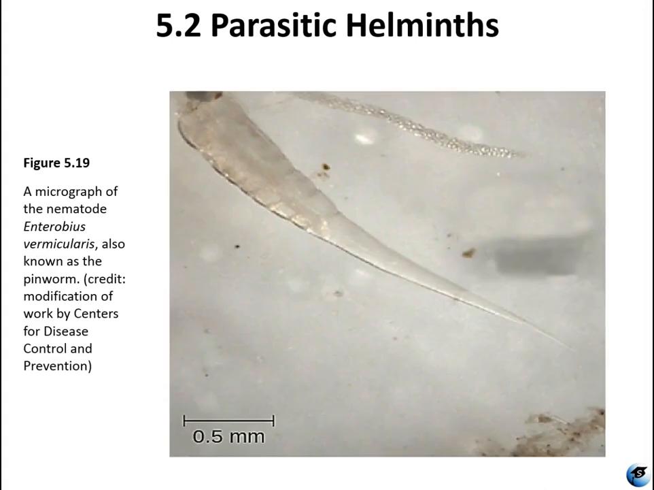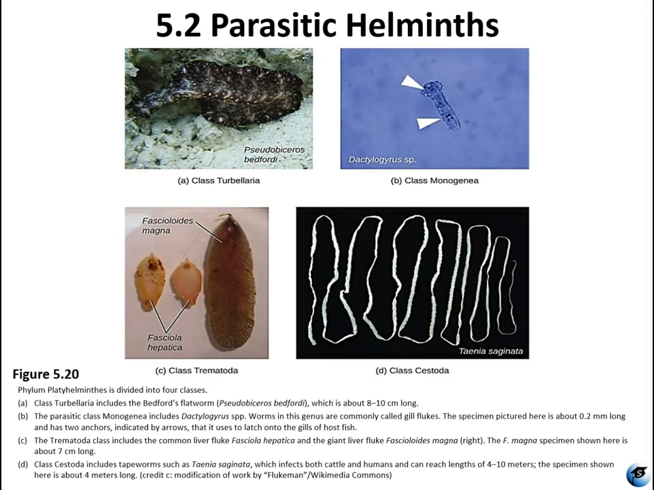This is a nematode, Enterobius vermicularis, also known as pinworm. That's figure 5.19. Figure 5.20 shows a lot of different representations of your platyhelminths. You've got class Turbellaria, class Monogenea, class Trematoda, and class Cestoda. We saw these in chapter 1. Those were the ones that have to be wound out. They have to pull them out and wind them around a matchstick or toothpick in order to get them to come out. So really gross.